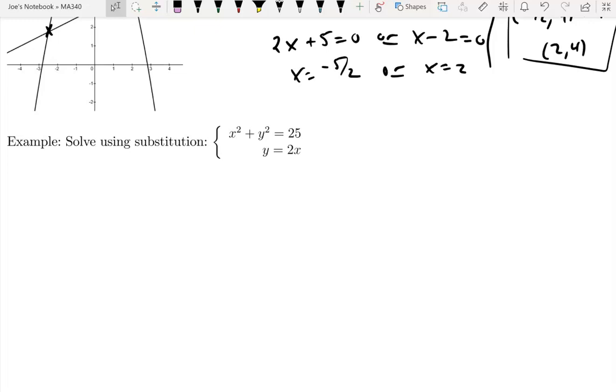How do you think you might attack it here to use substitution? What do you think you might do? Yep. We've already got the second equation solved for y, right? So just take that 2x and put it in for y into the first equation. So we get x squared plus 2x quantity squared equals 25. When you square 2x, what do you get? 4x squared, good.